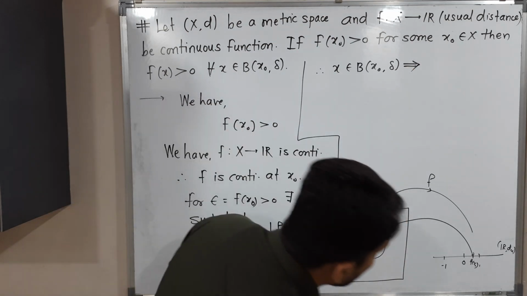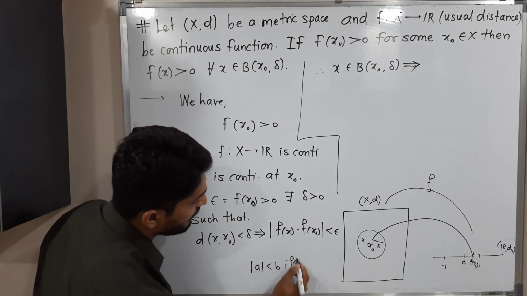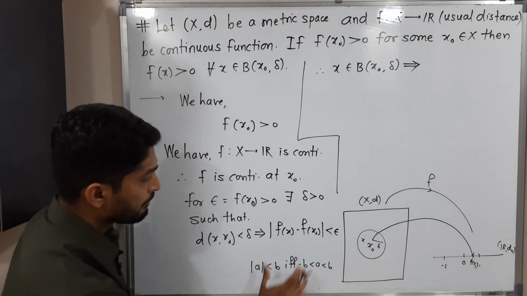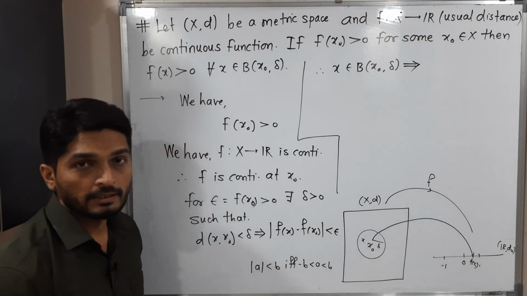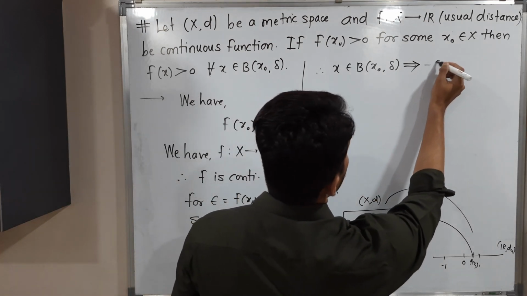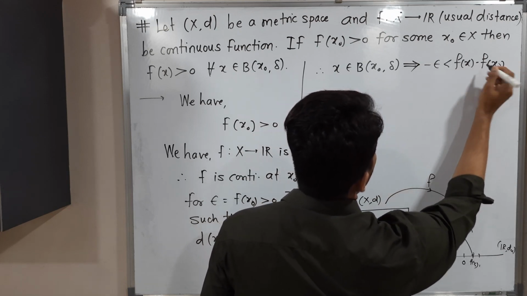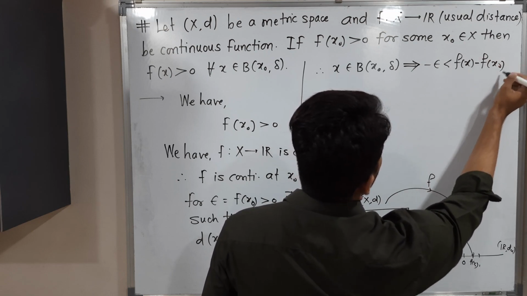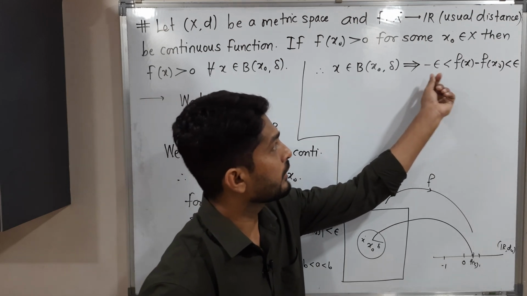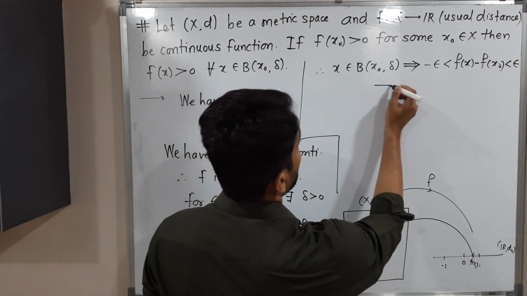We are familiar with one result: mod a less than b if and only if minus b less than a less than b. This result I am going to use. This is our a and epsilon is our b. So what will we get here? Minus epsilon less than f of x minus f of x naught, less than epsilon. Actually it has three sides: minus epsilon, the middle one, and epsilon. The last one is not required, so let us omit that part.